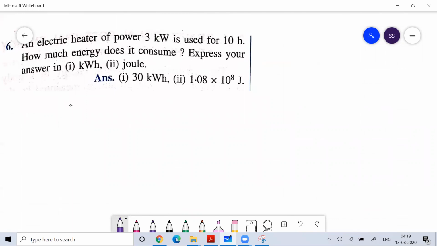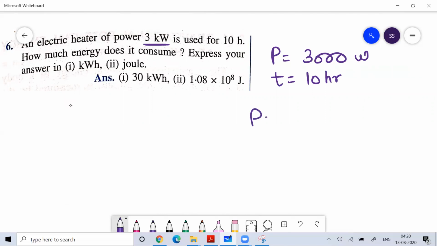So the next question: an electric heater of power 3 kilowatt, I can write as 3000 watt, used for 10 hours. When we do conversion to joule, the time should be in second. So here the time is 10 hour. Keep that in your mind whenever you do joule conversion: the unit of time should be in second. How much energy does it consume?